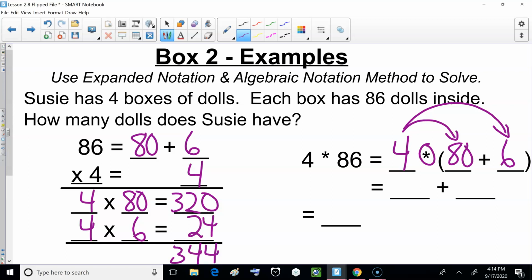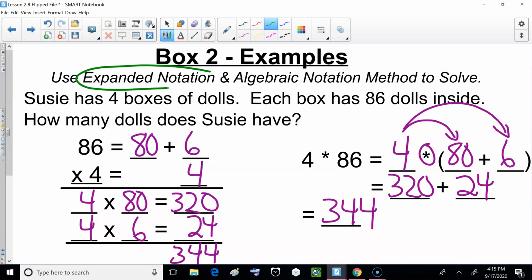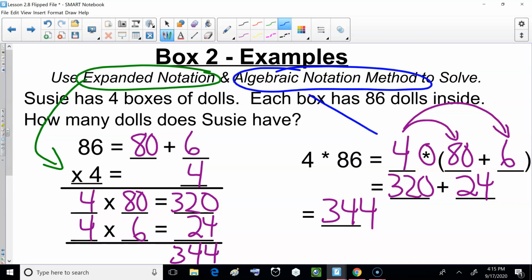I do the same thing. 4 times 80 is 320. 4 times 6 is 24, and when I add those up, my line drifted on me, it would be 344. So you can pause the video again and make sure you write down both methods. This is the expanded notation method, so make sure you label it in case you need a reference. This one over here is the algebraic notation method, so make sure you write that one down. Pause the video and write this down to help you with your problems.